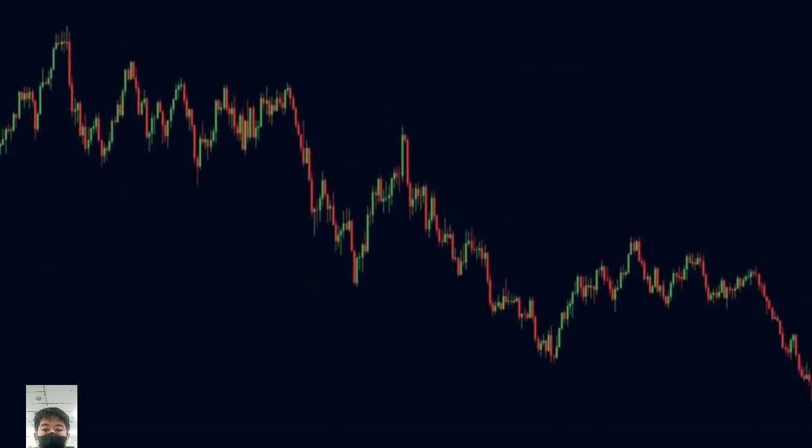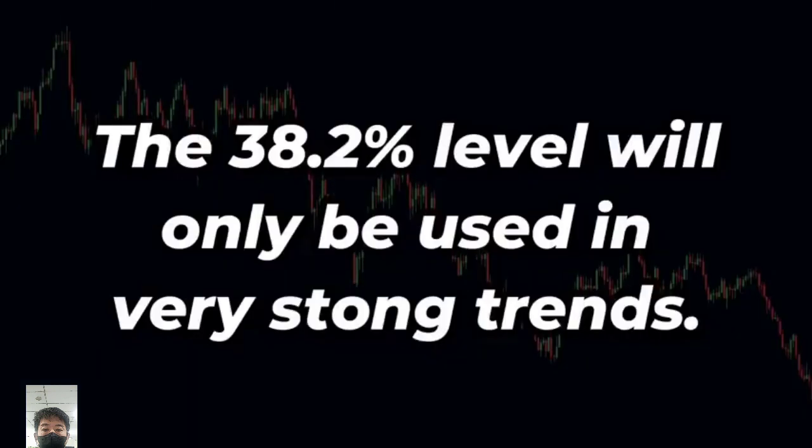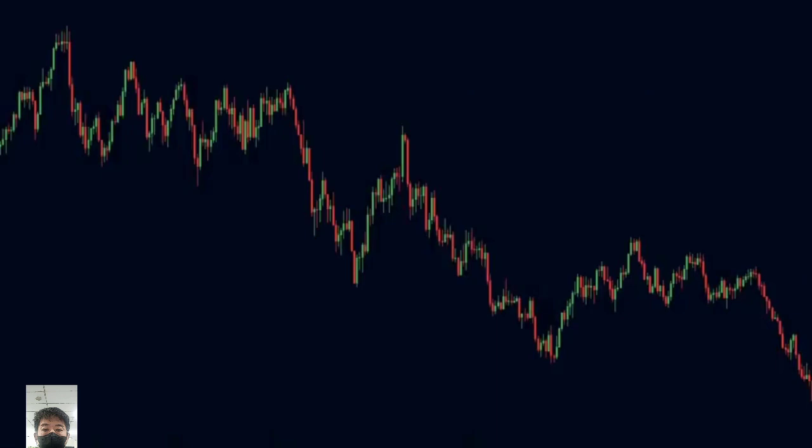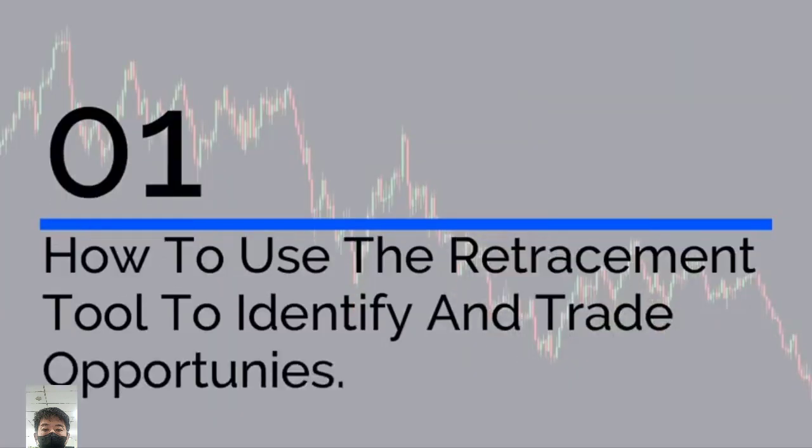On the other hand, when the trend starts to mature, the pullback will often find support at the 50 and 61.8% levels. In most trends, the price will tend to respect the 50 and 61.8 levels. The 38.2% level will only be used in very strong trends. So this was the theoretical part of the Fibonacci trading. Now let's learn how to use the Fibonacci retracement tool to identify and trade the markets.